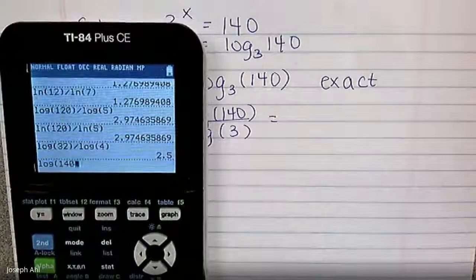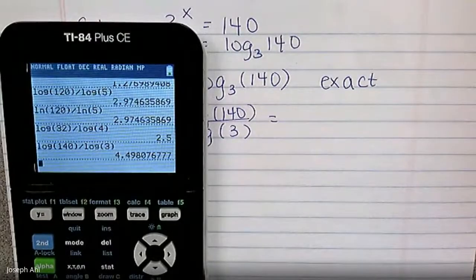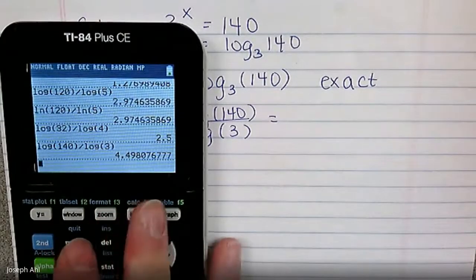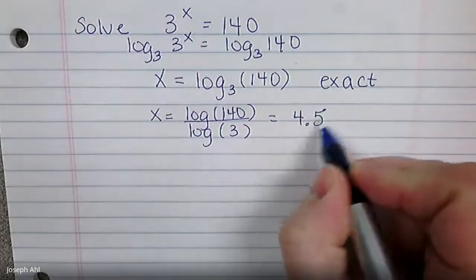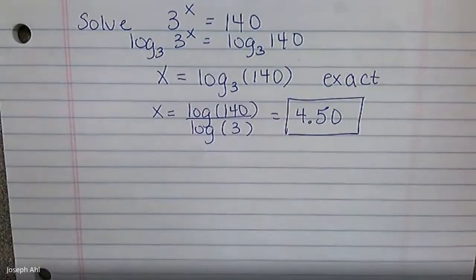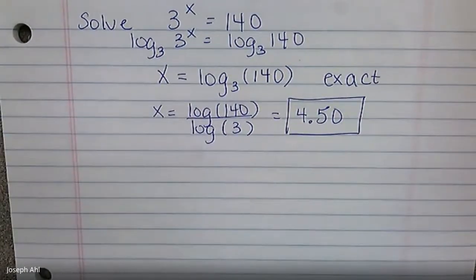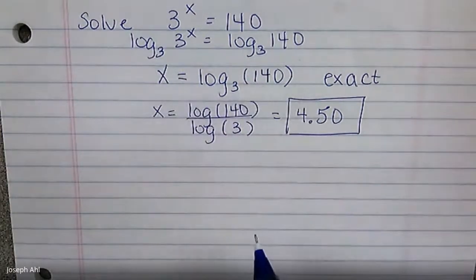So log 140 divided by log of 3 is 4.50 to the hundredths place, if I go out that far. Okay, so rounded, we would get approximately 4.50. So we should be able to use our new change of base formula in solving these exponential equations, and hopefully do that pretty easily now that we know that rule.